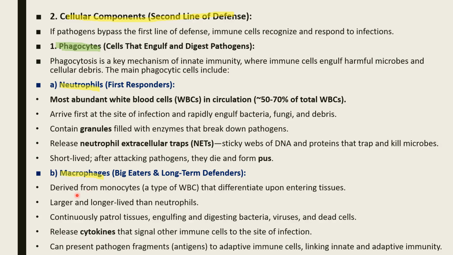Macrophages. Now, macrophages derived from monocytes are a type of WBC that differentiate upon entering tissues. They are larger and longer lived than neutrophils, and they continuously patrol tissues, engulfing and digesting bacteria, viruses, and dead cells. They release cytokines that signal other immune cells to the site of infection, and they can present pathogen fragments, antigens, to adaptive immune cells, linking innate and adaptive immunity.